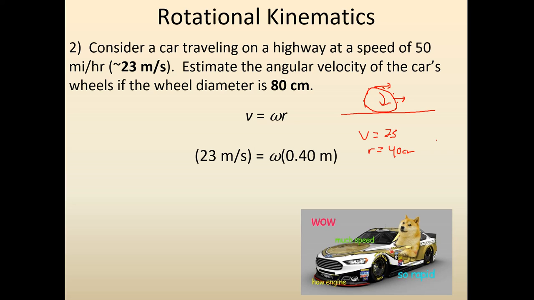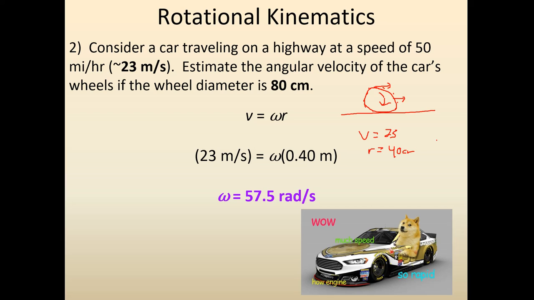Plugging my numbers in for 23 and 0.4 meters because we have to convert. And we end up getting that the angular speed is going to be 57.5 radians per second. So every second, this wheel ends up turning about 57.5 radians.